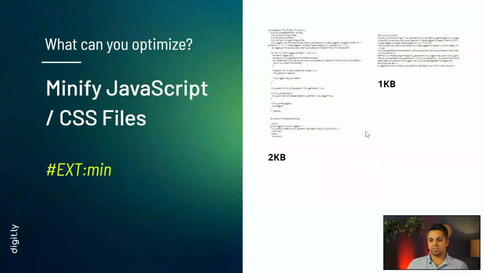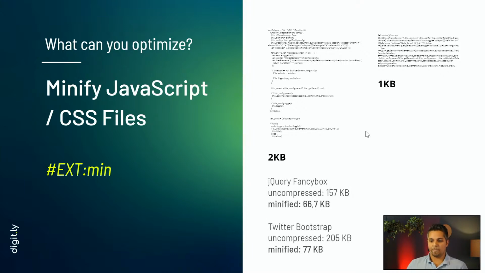On the right side, you can see 2 code snippets. They're identical. The right one is minified and compressed, and it's half the size. That's a very small example. But look at jQuery FancyBox or Bootstrap. It's 60% smaller in the minified version. I recommend Xmin for that, or Webpack in your build process.